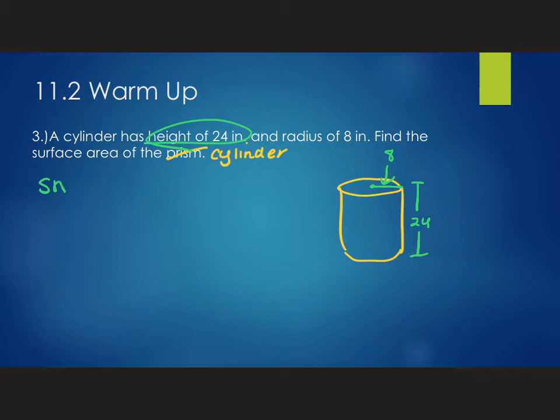To find the surface area, it is 2 pi r squared plus 2 pi r h. So 2 times pi times the radius, which is 8 squared, plus 2 times pi times the radius, which is 8, times the height, which is 24.